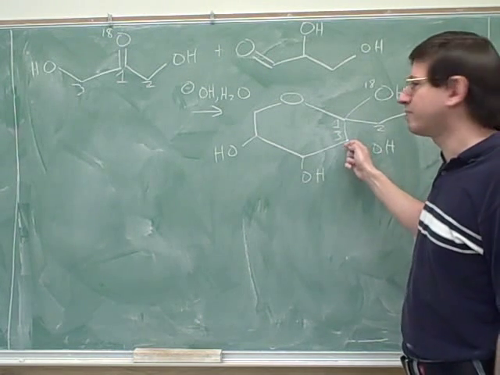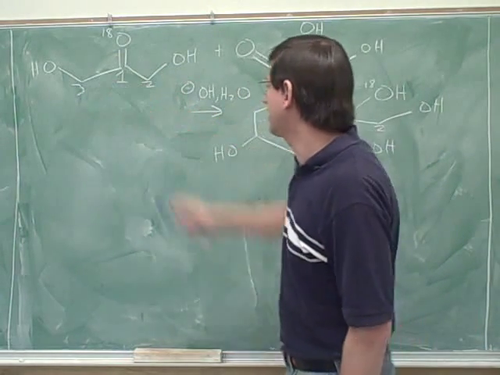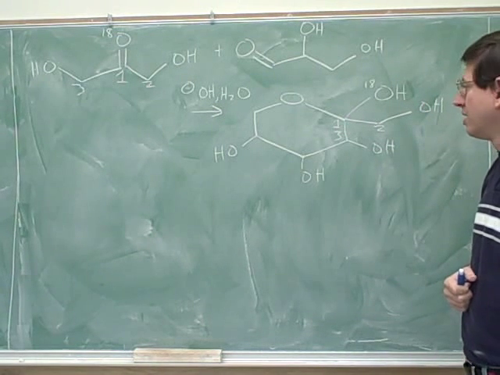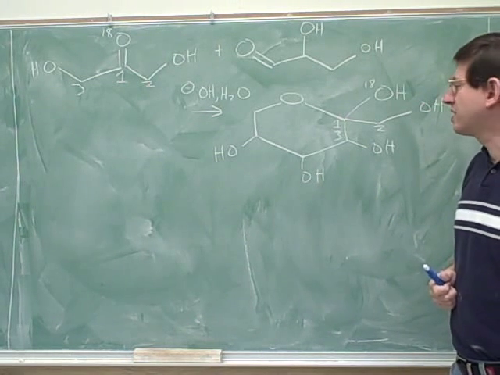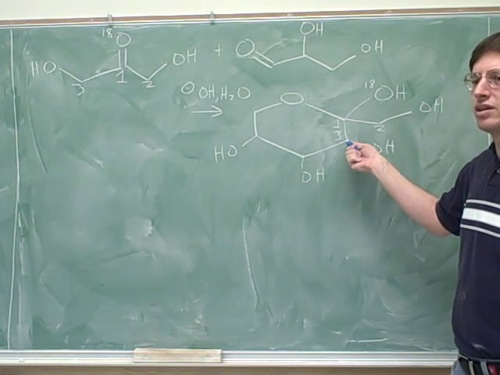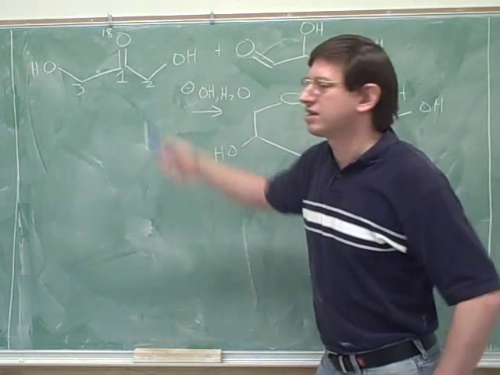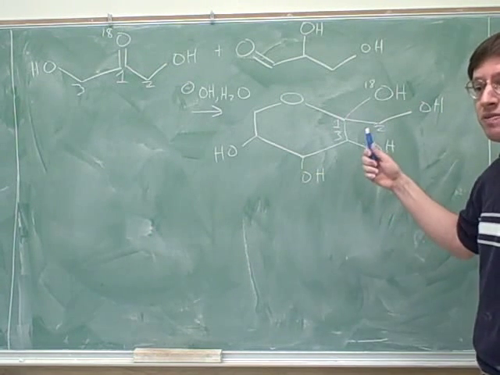We decided that this was the number 3 carbon, right? But what's the difference between the number 3 carbon in the starting materials and the number 3 carbon in the products? Now it's connected to more things. To another what? What's the atom that this is attached to here? What's the extra atom that the number 3 has in the products that it didn't have in the starting materials? Another carbon.